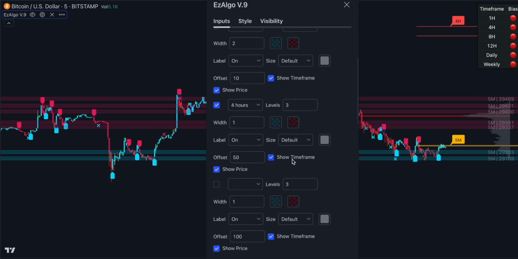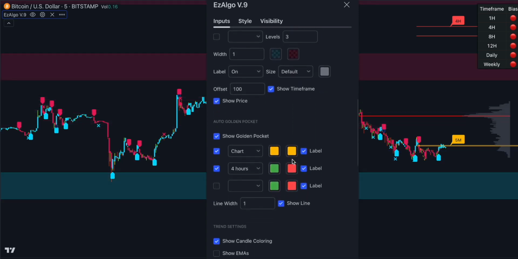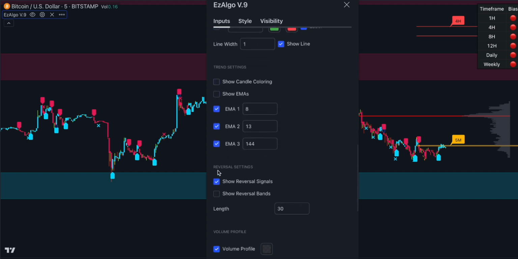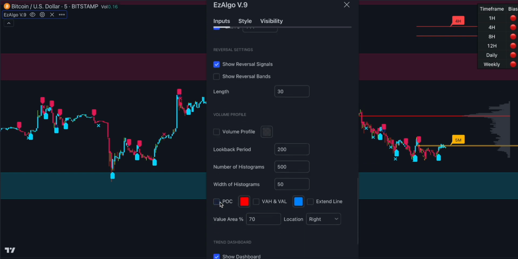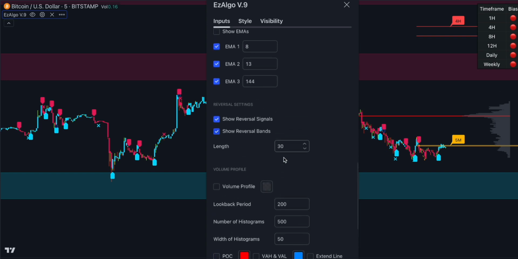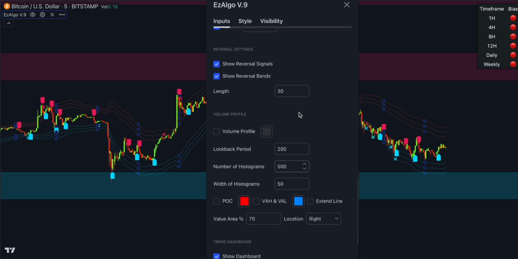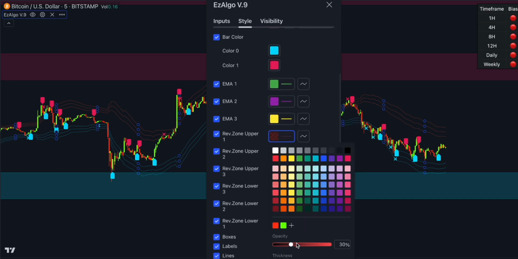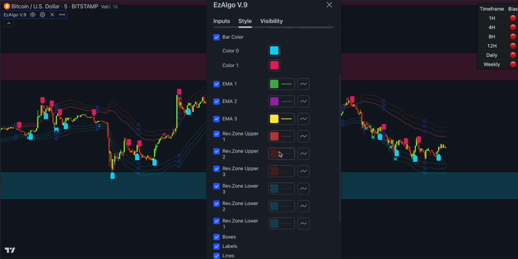Scroll down and uncheck the golden pocket, candle coloring, and volume profile. Enable the reversal bands. The final step is to go to the style section and adjust the bands just like I'm doing right now. This way the indicator looks much better.